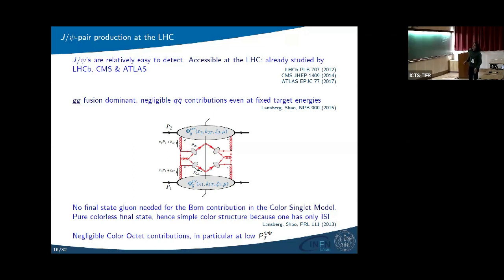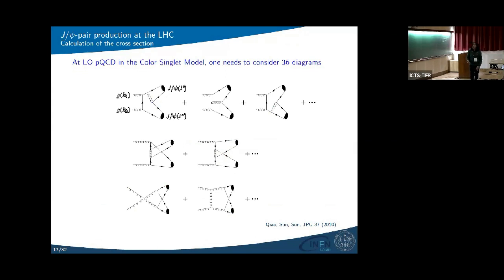And we also checked with the data that we are in a region in which double parton scattering does not contribute or can be separated, and the color singlet model dominates for the production of the double J/psi. So color-octet contributions are negligible, in particular at low PT, where PT psi is the PT of the pair, okay? That's what we are interested in. So we have calculated the cross-section at leading order, and it already includes 36 diagrams that are shown here.